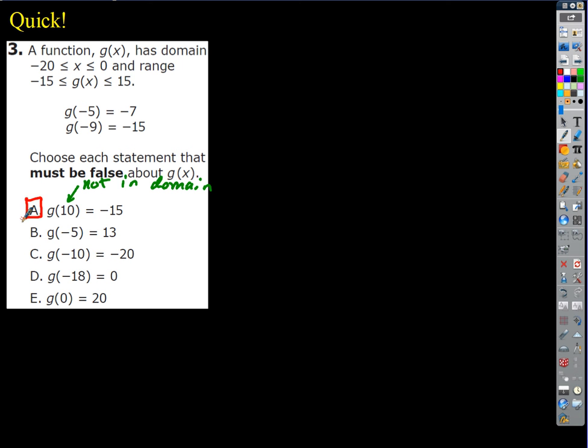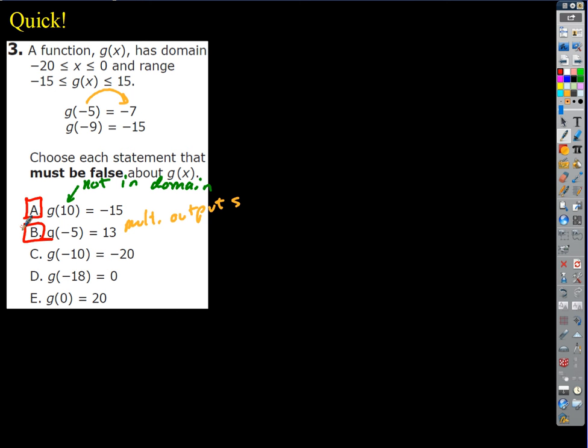What about the second one? G of negative 5 equals 13. There's something wrong with that one. It's a little trickier. Can you tell me what it is? Ah, there you go. Look, they told us two values of the function. When I input a negative 5, they tell me that the output is negative 7. When I input a negative 9, they tell me the output is negative 15, right? So they already know that if I input negative 5, it already gives me negative 7. So if I input negative 5, it can't give me 13, right? Yep. That would have multiple outputs.